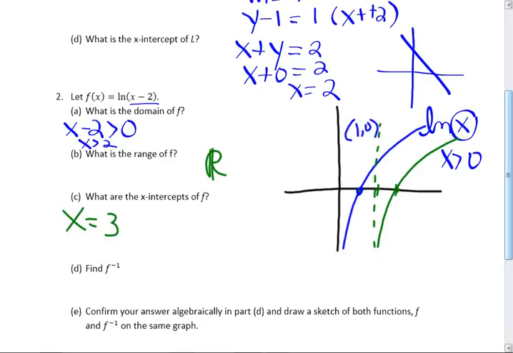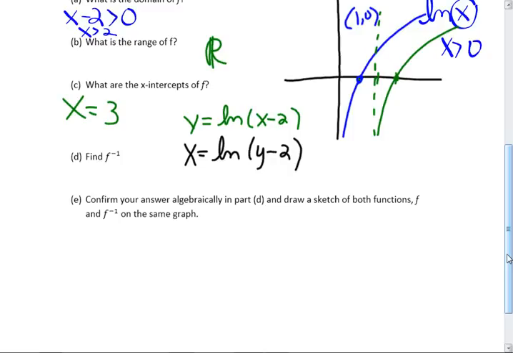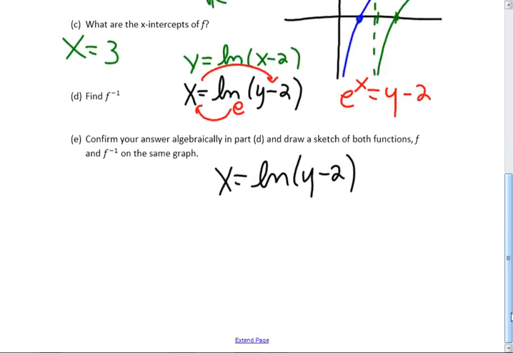Do you remember how to find the inverse? Well, y is equal to log of x minus 2. And the inverse switches x and y, so x equals the log of y minus 2. Now, I like the way I do this. That's base e. e to the x equals y minus 2. Mrs. Hirschman exponentiates both sides. So she says x equals the log of y minus 2 and raises both sides with the e base. I don't know how to say it. Exponentiate is the word she uses.